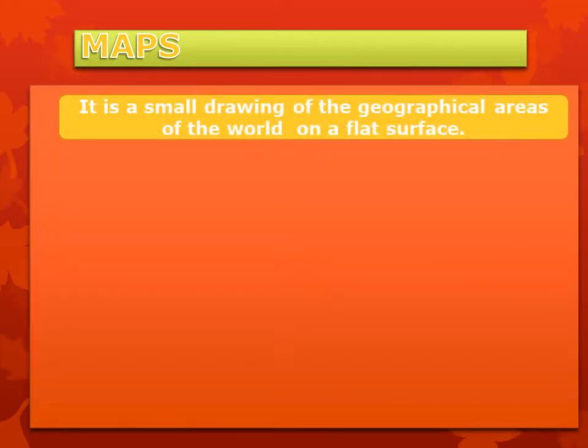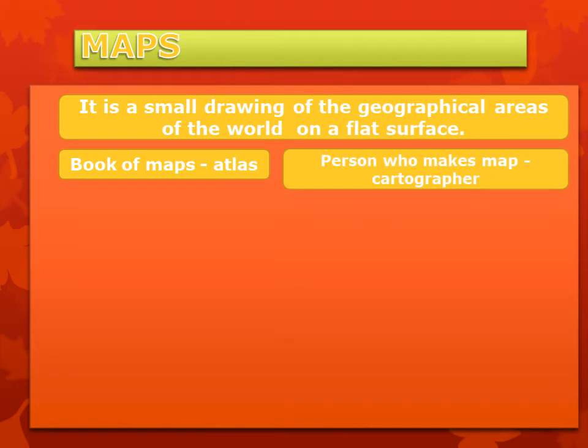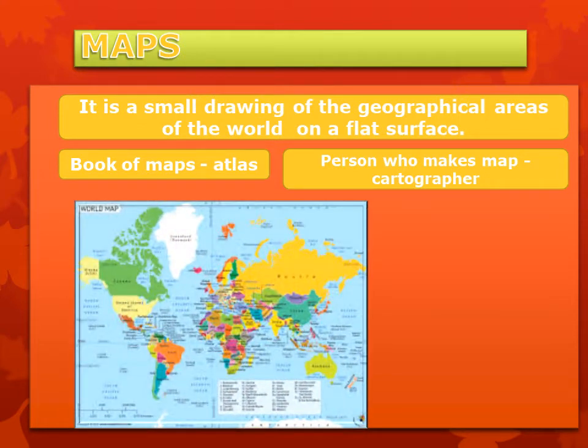Next topic is map. A map is a small drawing of the geographical areas of the world on a flat surface. A book of maps is called atlas. The person who makes a map is known as a cartographer.